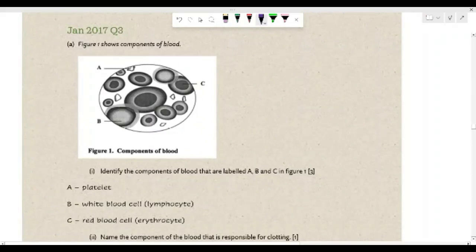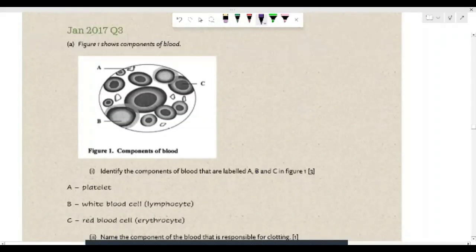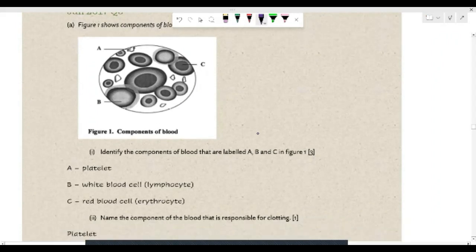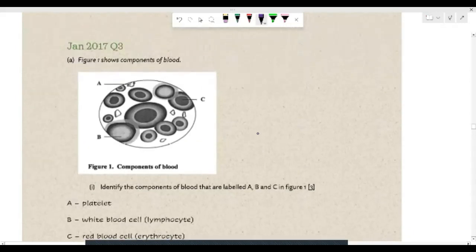And this is the final one for this video. The second video will be looking at questions 4, 5, and 6, right? So let's wrap up with question 3. And here we have components of blood, right? We have a nice little picture showing us different types of cells, and we are being asked to identify, right?